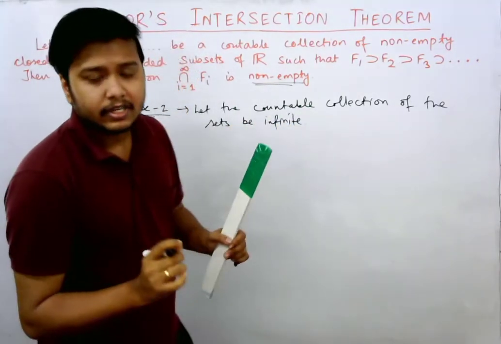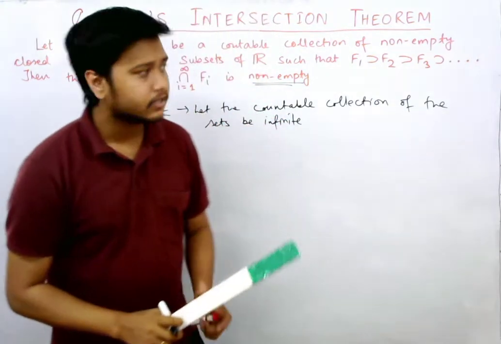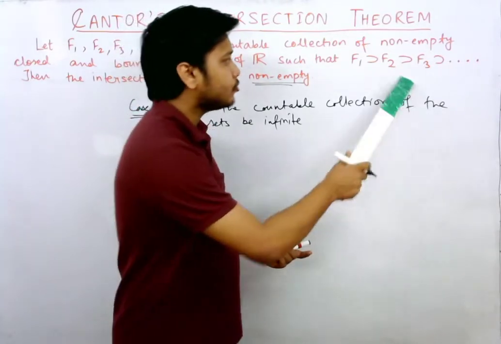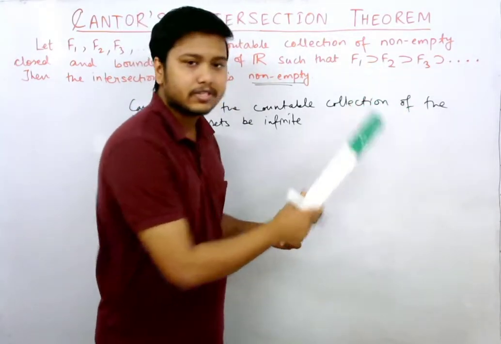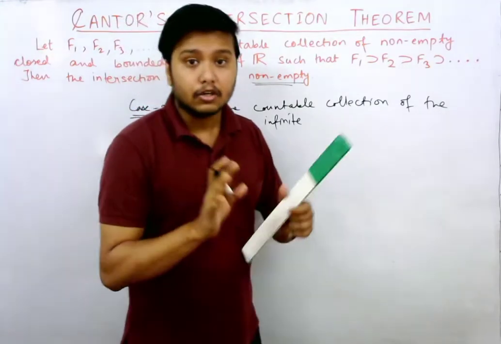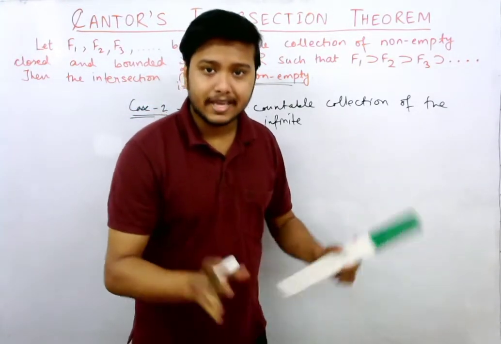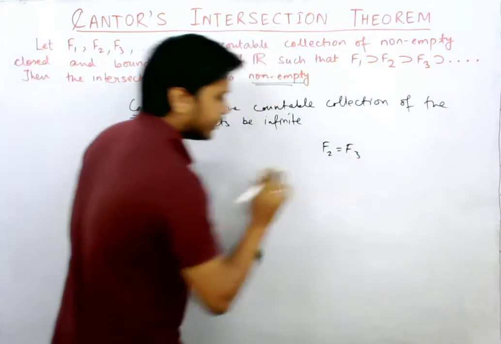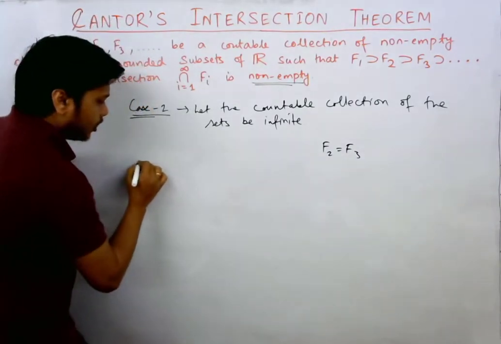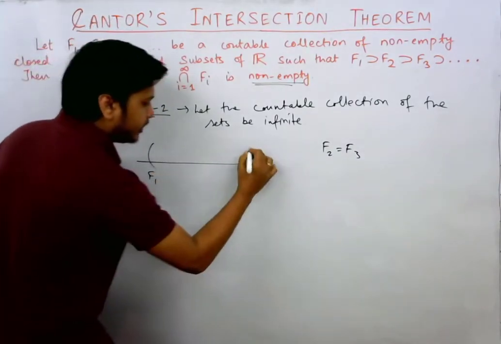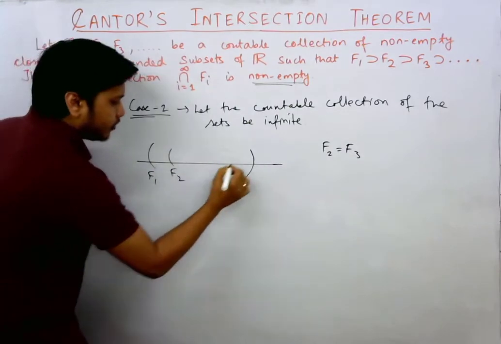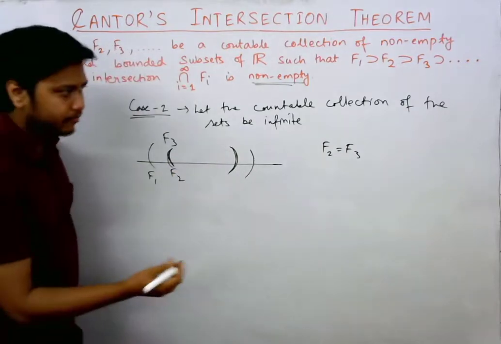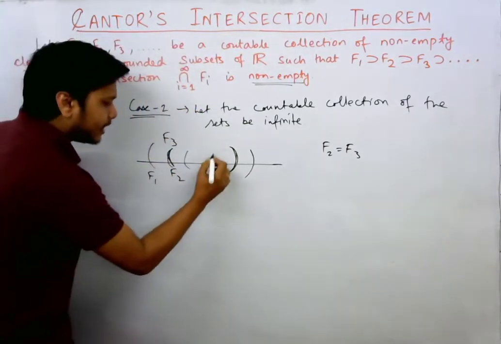Now one thing here we are assuming without loss of generality is that all these sets are a proper subset of the other. Okay, F2 is a proper subset of F1, F3 is a proper subset of F2. If they are not proper subsets, then we can make them so. How can we do that? Let me say that F2 is equal to F3. Let's take for example both are equal sets. So if I have F1 over here, I have F2 over here, and this very same set is again my F3 set, because I've taken F2 equal to F3, and then again I'll have F4.